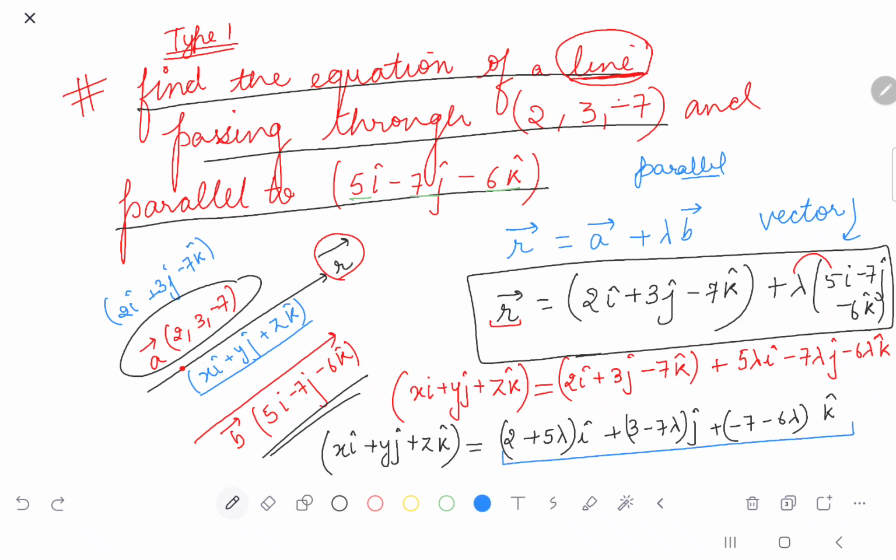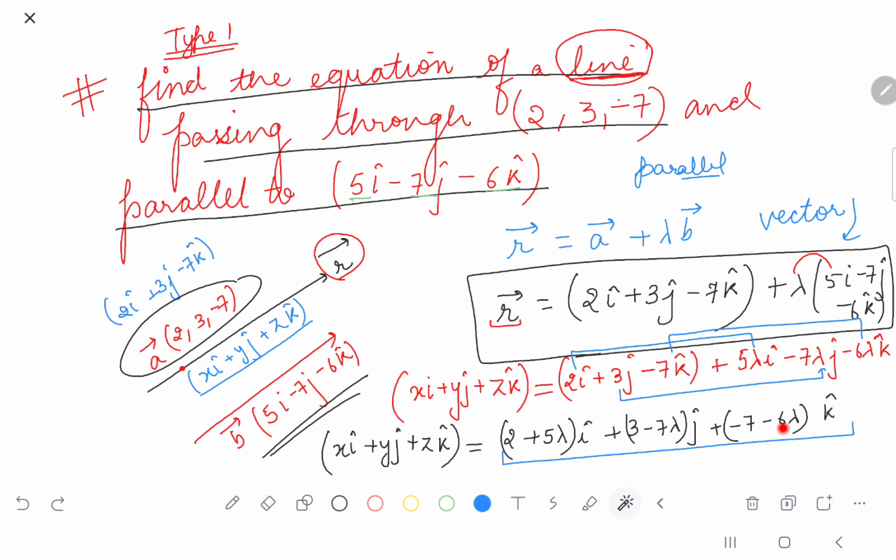You understand? So what am I doing? I am collecting all the i cap together, all the j cap together, and all the k cap together. If I take out i cap common, it is 2 plus 5 lambda. If I collect j cap common, it becomes 3 minus 7 lambda j cap. And if I collect k cap together, I will have minus 7 minus 6 lambda k cap. Yes or no?